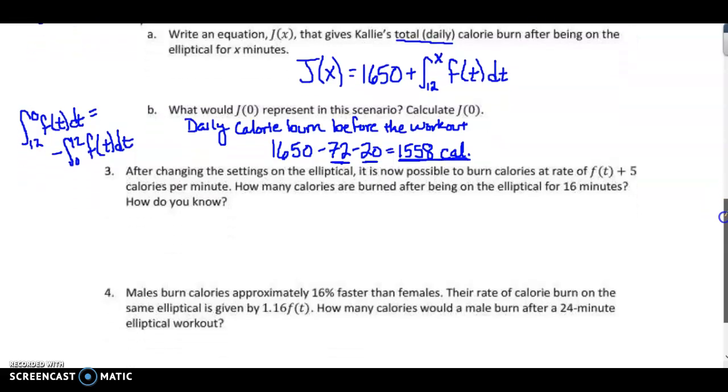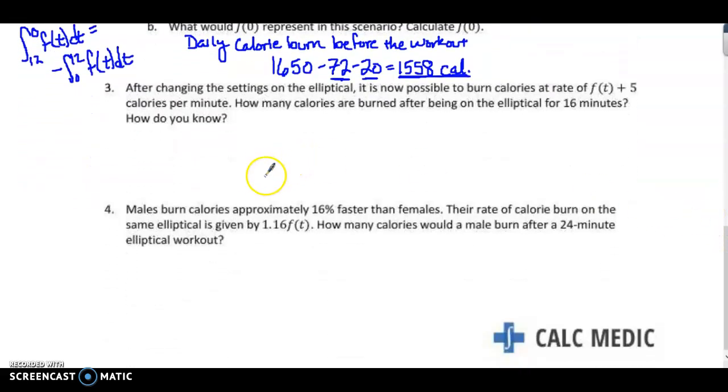Now, after changing the settings on the elliptical, it's possible to burn calories at a rate of f of t plus 5 calories per minute.